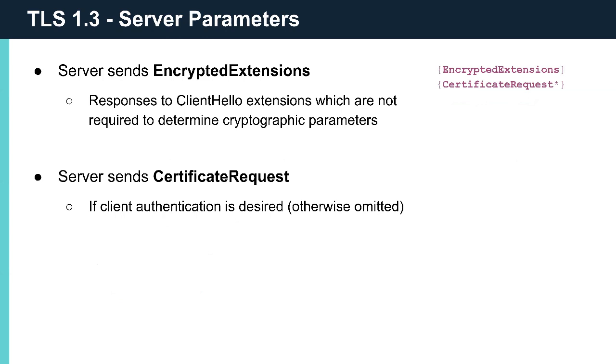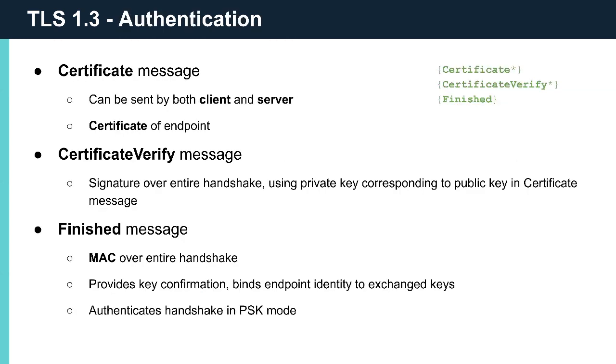So the server then sends the encrypted extensions. This is in response to the client hello extensions. The server sends a certificate request message if it wants to do client authentication. Otherwise, that is omitted, just like previous versions of the protocol. The certificate message can be sent by either party. It contains the certificate of the endpoint.